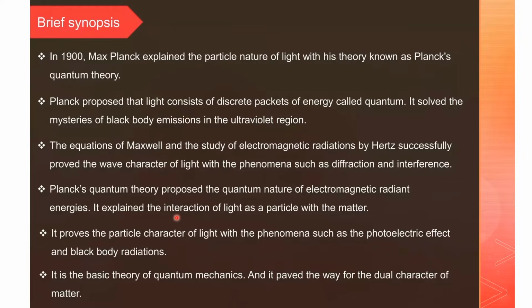The equations of Maxwell in classical mechanics and the study of electromagnetic radiation by Hertz successfully proved the wave character of light with phenomena such as diffraction and interference. Planck's quantum theory proposed the quantum nature of electromagnetic radiant energy. It explained the interaction of light as a particle with matter. It proves the particle character of light with phenomena such as the photoelectric effect and blackbody radiation. It is the basic theory of quantum mechanics, and it paved the way for the dual character of matter.